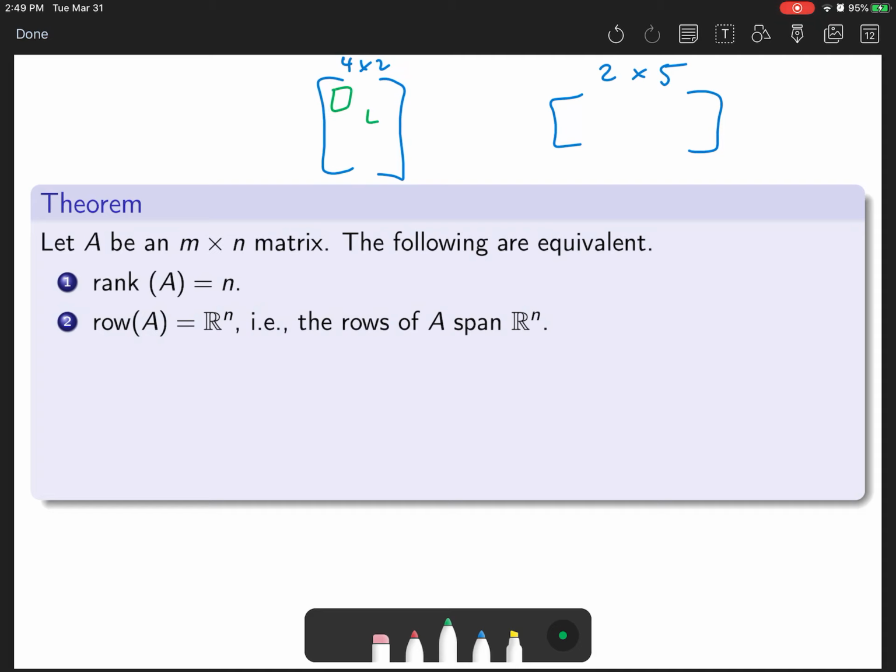Here we could have 2 pivots in a 4 by 2 matrix and have full column rank. Here, in the setting of a 2 by 5 matrix, we could not have full column rank because we've got too many columns. Okay, so we are in this scenario here. We have the rank of our matrix equal to n, the number of columns that we have. So yes, full column rank.